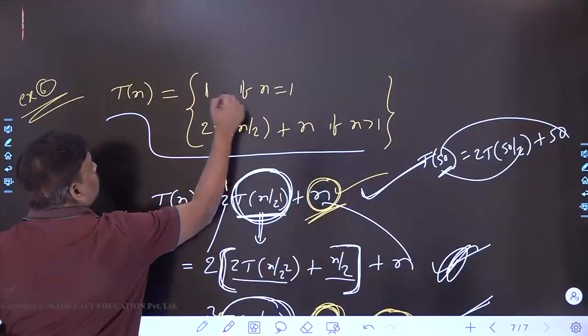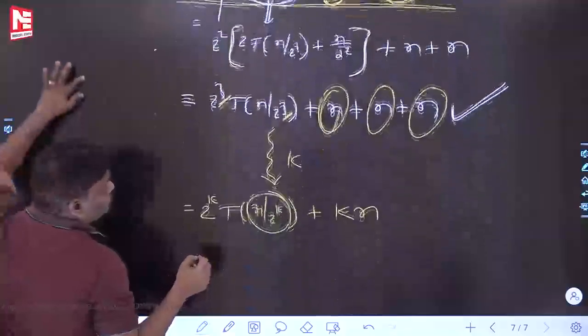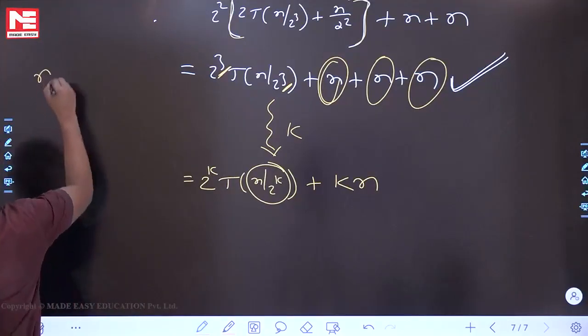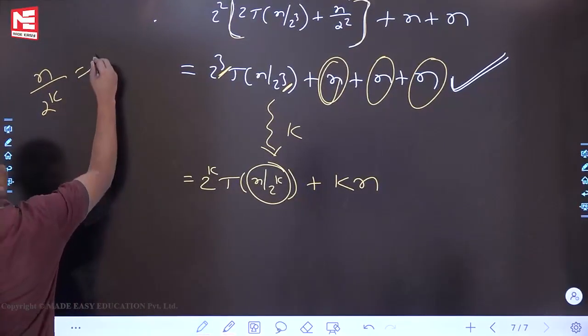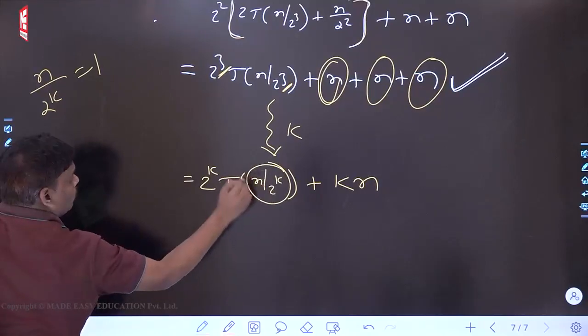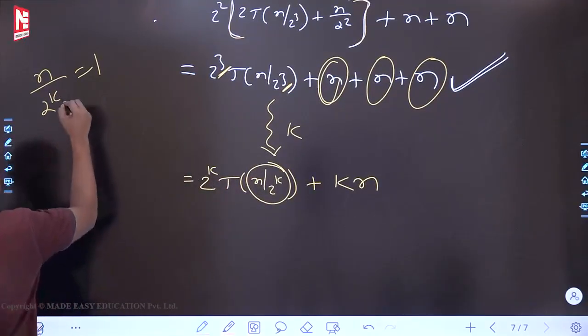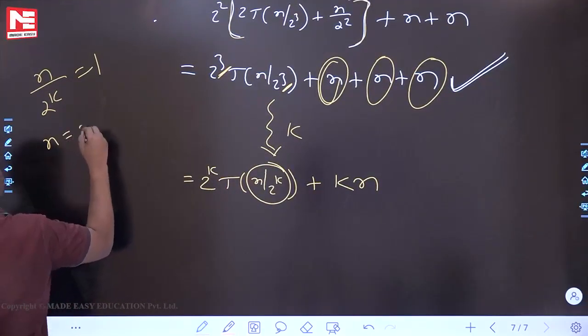When n value is 1, then the answer is 1. I think 1 should come. This should be 1. Let me check here. N by 2 power k should be 1. Then only it will stop. This value should be 1. So n by 2 power k is equal to 1 means n is equal to 2 power k.